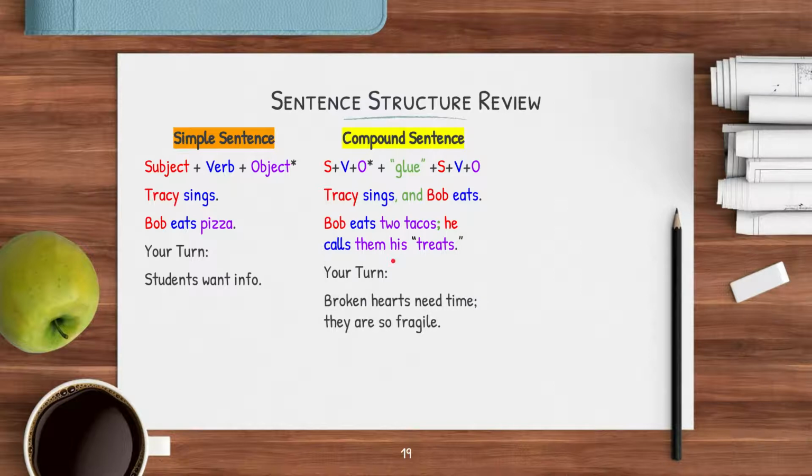Your turn. In the sentence, broken hearts need time, semicolon, they are so fragile, please identify the subjects and the verbs and the objects in the sentence, as well as the glue holding them together.